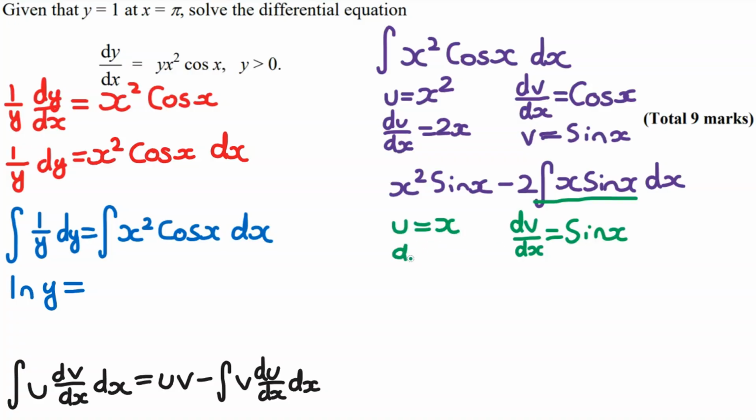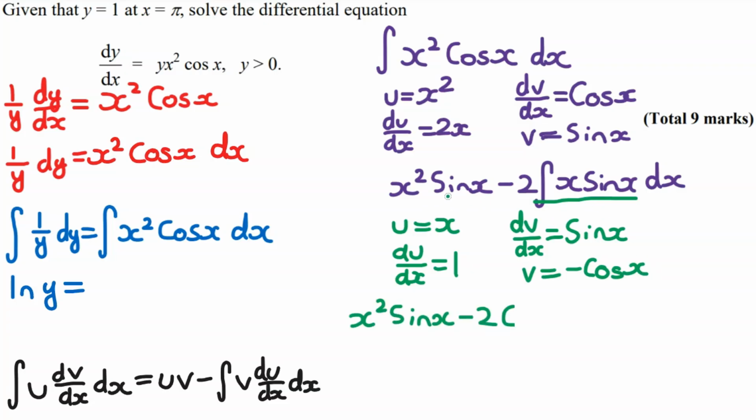So if we differentiate this, du over dx is equal to 1, because if you differentiate x, it's just 1. And then if we integrate this dv over dx, v is equal to minus cos x. Okay, so remember we still have this x squared sin x minus 2 here, and then we're integrating this, so we put the rest in brackets. So it's going to be uv, so u is equal to x, v is equal to minus cos x, so it's going to be minus x cos x, and then it's minus the integral of v du over dx, so v is minus cos x and du over dx is 1, so it's going to be minus cos x.